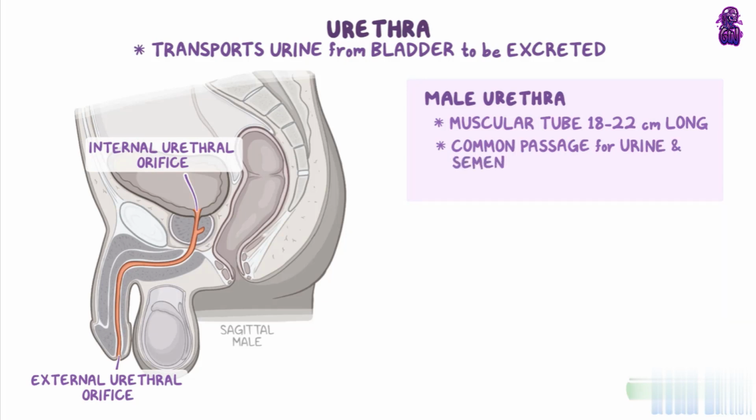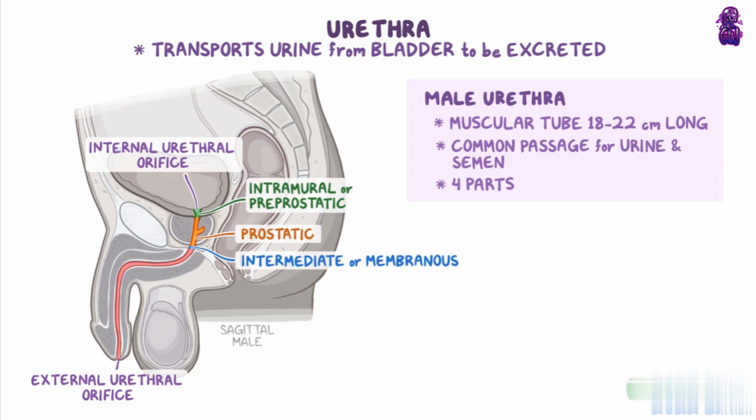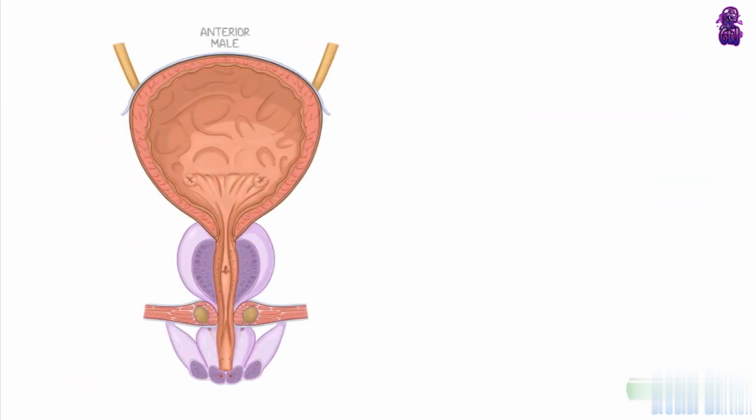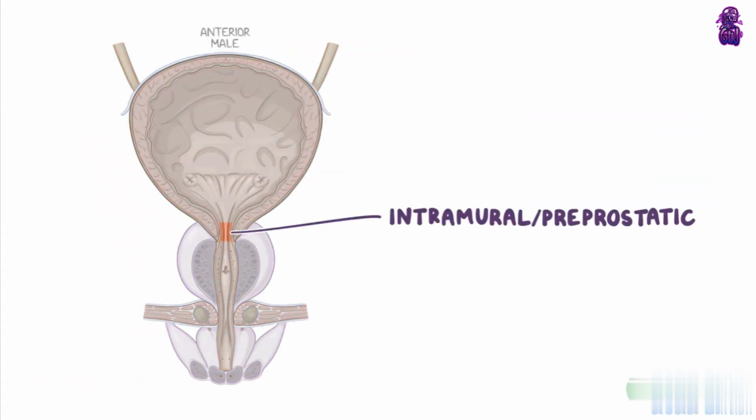The male urethra actually has 4 parts: an intramural or preprostatic part, a prostatic part, an intermediate or membranous part, and lastly, the spongy urethra. First is the intramural or preprostatic part of the urethra, which extends through the internal urethral sphincter before entering the prostate gland.